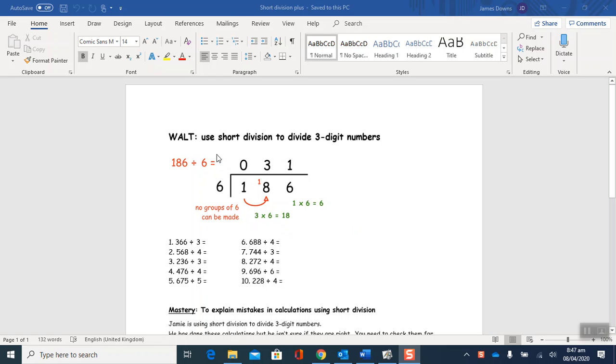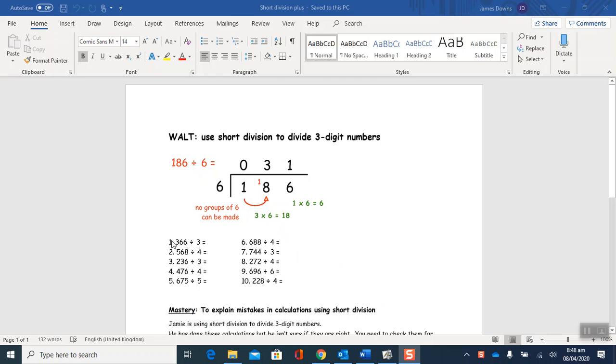Good morning and welcome to another lesson on short division, and our work today is use short division to divide three-digit numbers. Very similar to the last math lesson I posted. Instead of using two-digit numbers, we're going to use three today. So it might be slightly more difficult, but it's exactly the same process. So we'll get started, make sure we remember our times tables, and off we go.